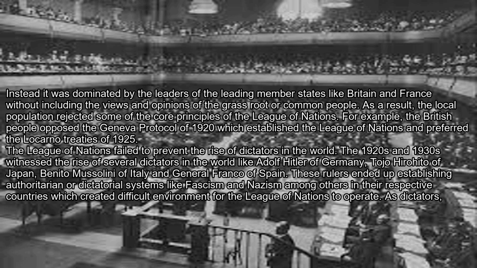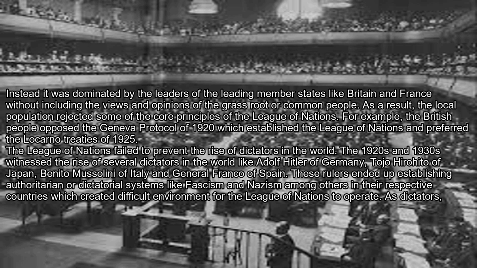The League of Nations failed to win the sympathy of the European nationals of even the member states, which greatly contributed to its failure. For the League of Nations to achieve its objectives, the citizens of the member states were supposed to be part of its operations, which was not the case. Instead, it was dominated by the leaders of the leading member states like Britain and France, without including the views and opinions of the grassroots or common people. As a result, the local population rejected some of the core principles of the League of Nations. For example, the British people opposed the Geneva Protocol of 1920, which established the League of Nations, and preferred the Locarno Treaties of 1925.